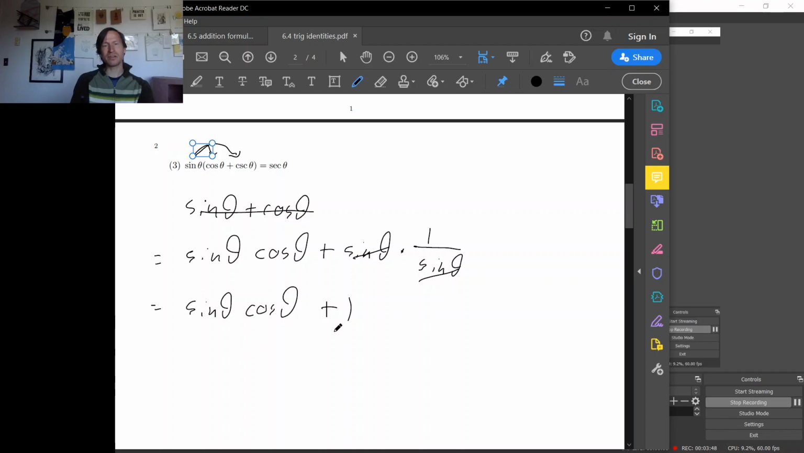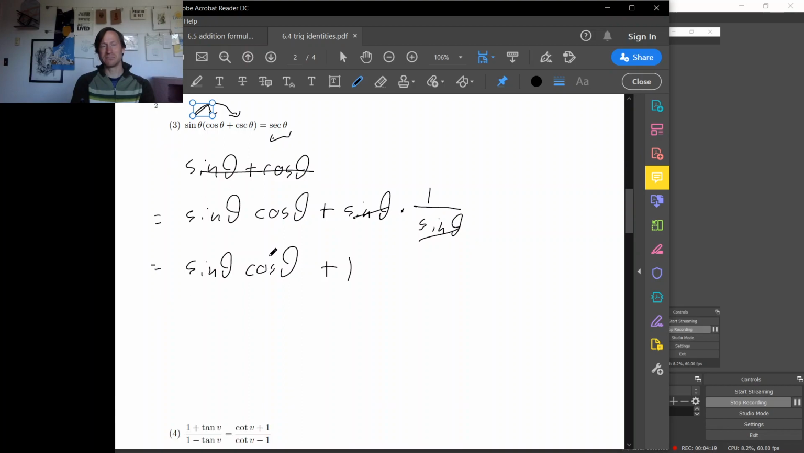Well, at this point, I'm not really sure what to do next. And comparing this expression we have with what we're looking for, secant theta, these don't even have the same domain, right? Sine theta times cosine theta plus 1, the domain of that is all real numbers, and secant theta has a bunch of holes and asymptotes and things. So I'm kind of skeptical that these could possibly be equal. So let's check by just plugging in some theta values. You might start with theta equals 0.